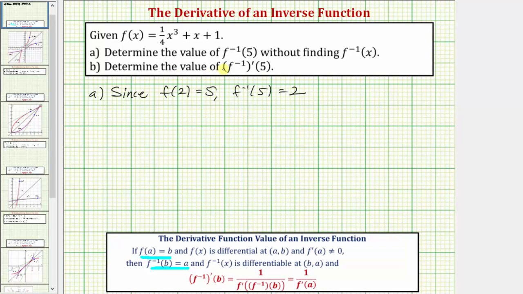And now to find the value of the derivative of f inverse at x equals 5, we'll use our formula here, where the derivative of f inverse at x equals 5 is equal to 1 over f prime of f inverse of 5. But now we know f inverse of 5 is equal to 2, so this derivative function value is equal to 1 over f prime of 2. So before we find this, though, let's look at what this means graphically.